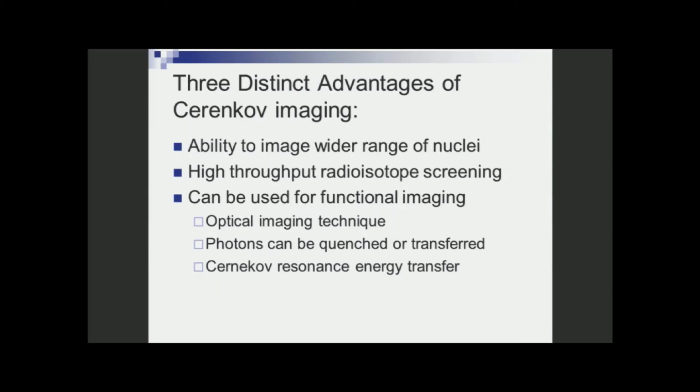From my perspective, I think there are three distinct advantages to why I would want to use Cherenkov imaging. The first is that it gives you the ability to image a wider range of nuclei. The second is that you can use it in a high throughput fashion to screen various radioisotopes. And the third one is the concept that I'll talk about mostly today, that you can use it for functional imaging. Because it's an optical imaging technique, you can play the standard tricks that people do in optical imaging. Photons can be quenched, they can be transferred to a longer wavelength, and the term has already been coined, Cherenkov resonance energy transfer, by Pivnica-Worms group at WashU.